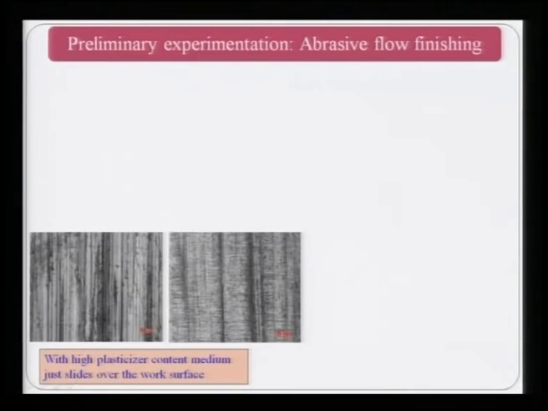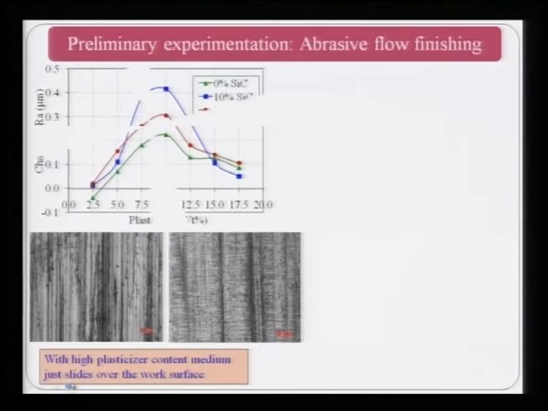Some experiments were conducted at IIT Kanpur, and you can see here that with a high plasticizer content, the medium just slides over the workpiece surface. This is the original surface obtained by the grinding process, and then after finishing for a certain number of cycles you can clearly see the qualitative difference between the two surfaces, and here is the scale shown over here. Now, you can see the distance between the two bellies has substantially increased, that means finishing has taken place substantially, while it is different in the case of the ground surface.